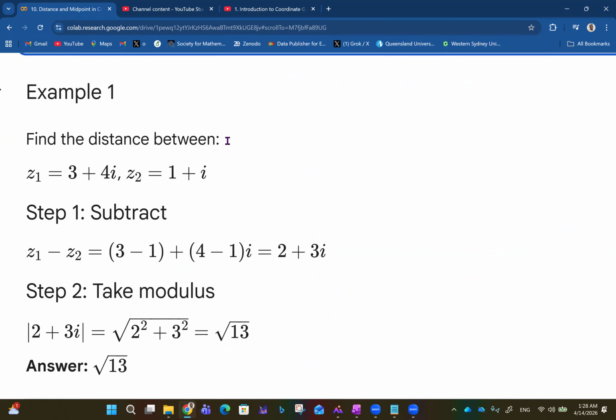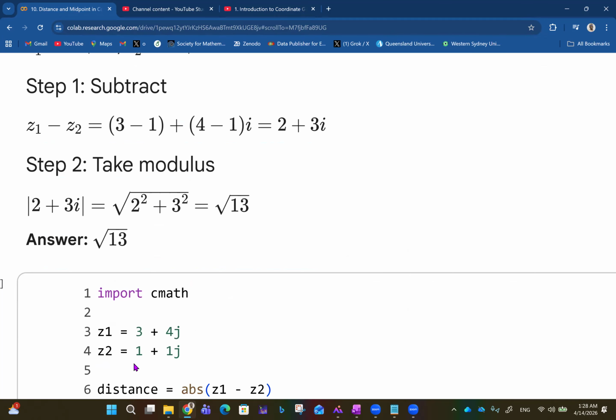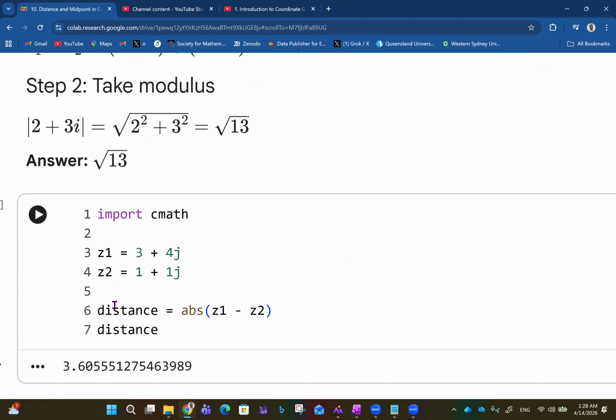Find the distance between z1 equals 3 plus 4i and z2 equals 1 plus i. Step one is to subtract. So z1 minus z2: for the real part, 3 minus 1, and for the imaginary part, 4 minus 1. So you have 2 plus 3i. If you take the modulus, you have the absolute value of 2 plus 3i, which is the square root of 2 squared plus 3 squared, which is the square root of 13. And the answer is root 13 in that case, which is about 3.60.